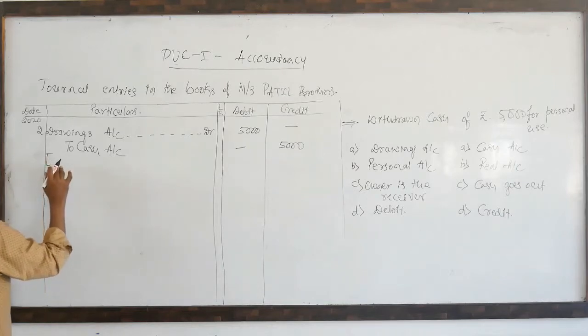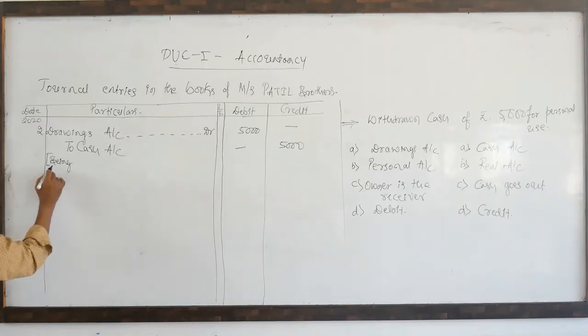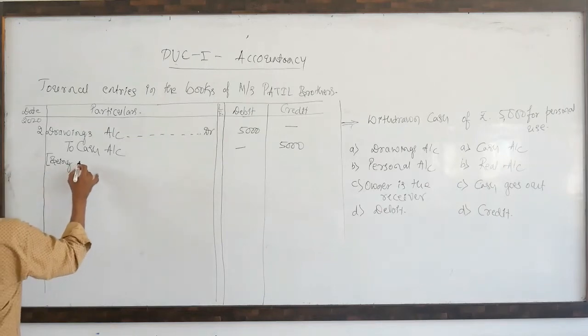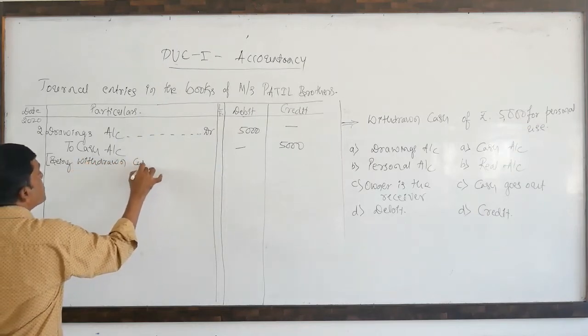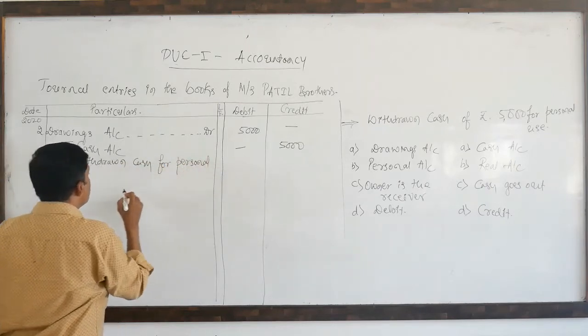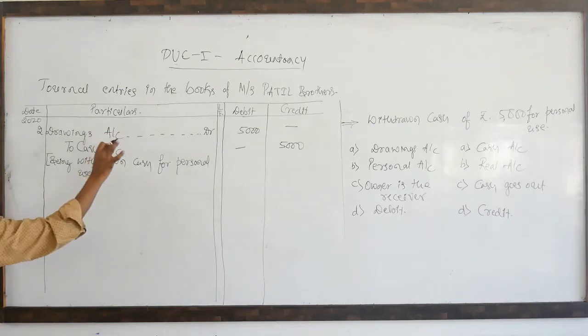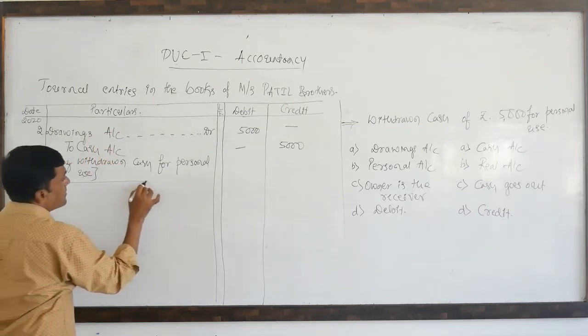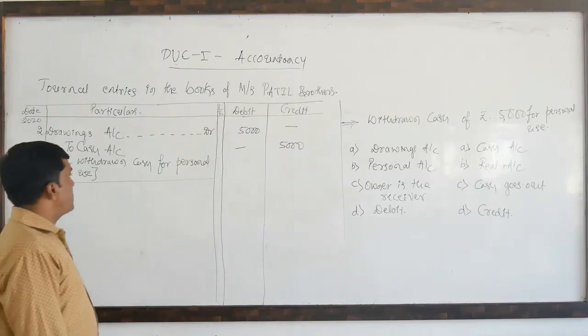Narration here means it is a brief information about the transactions. So it starts with the word being. Being withdrawn cash for personal use. This is the brief information regarding this journal entry. Now it is completed by writing this narration. So this is the way of writing the journal book.